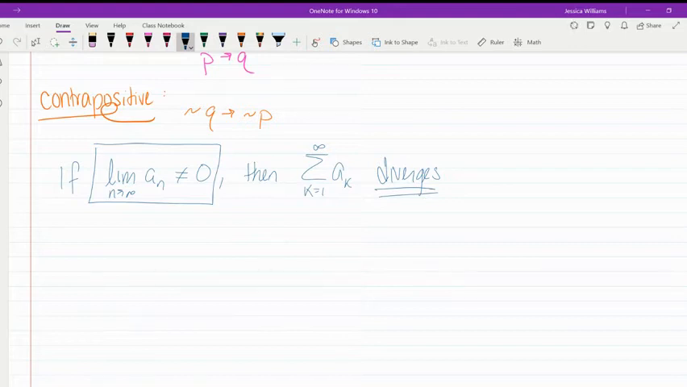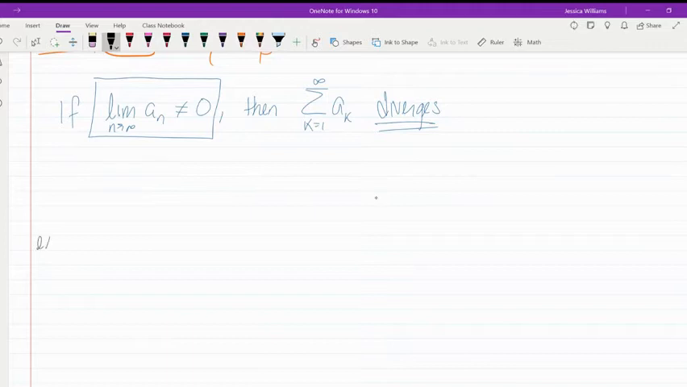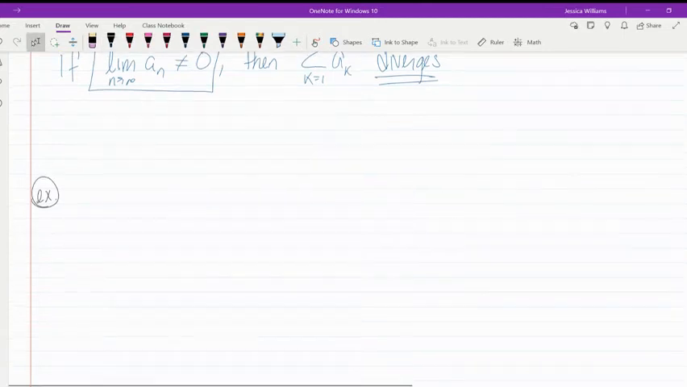If you do get 0, if you work so hard at your limit and you get 0, you know nothing. It is inconclusive. You must go do another test, which for you right now means geometric because that's all you know. So let me show you a couple examples. These are only as tough as the limits are, obviously. And I need to remind you of some shortcuts with limits.